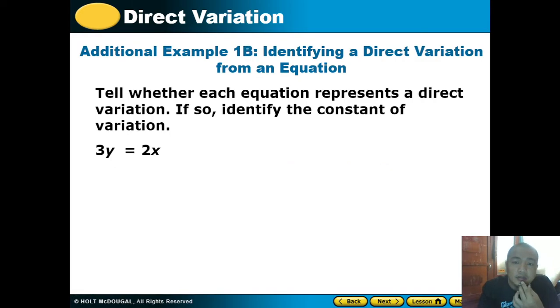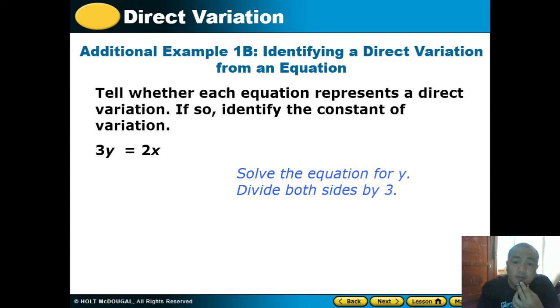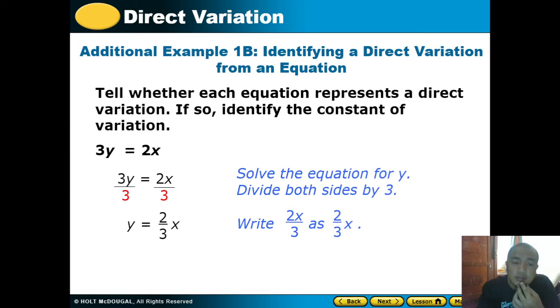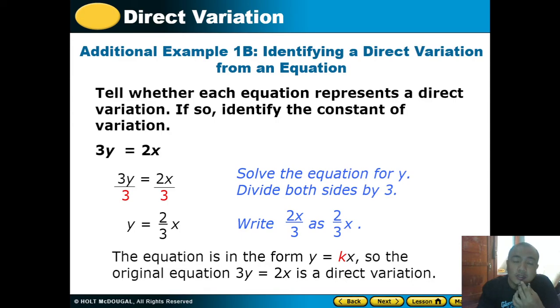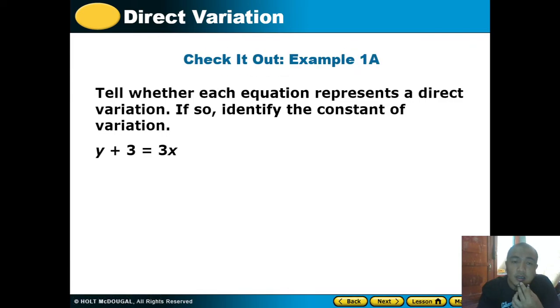How about this? 3y equals 2x. Is that a direct variation? Let's see. First, let us solve for y by dividing both sides by 3. So y equals 2/3 x. Is this now a direct variation equation? Yes. The equation is in the form y equals kx, so therefore the original equation 3y equals 2x is a direct variation. And since y equals kx, that means 2/3 is the constant of variation k.